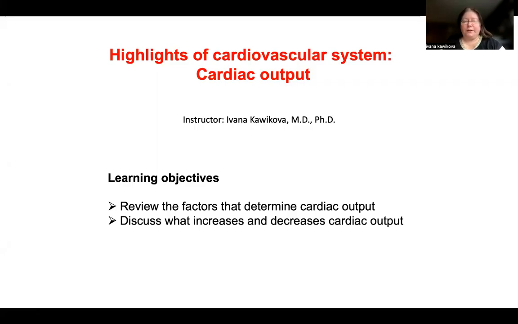So here we are going to discuss the key parameter that characterizes the function of the heart, and that is cardiac output. We will discuss the factors that determine the cardiac output, and then discuss what increases or decreases the cardiac output.